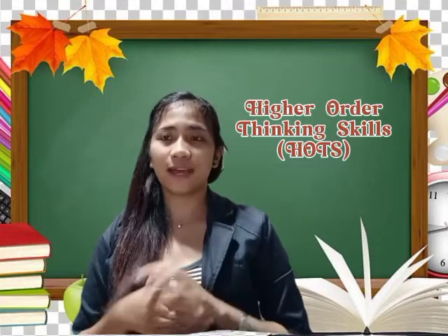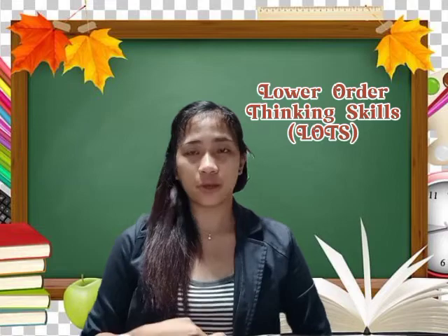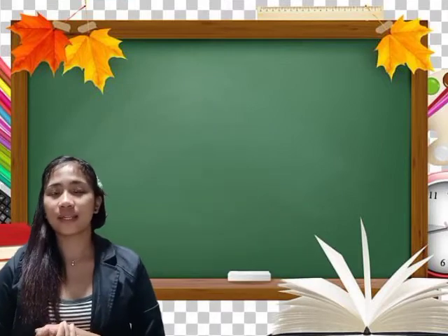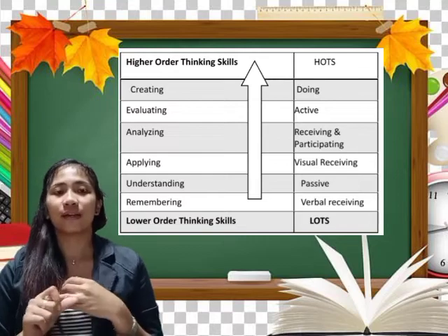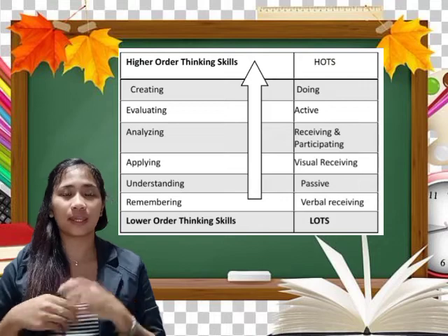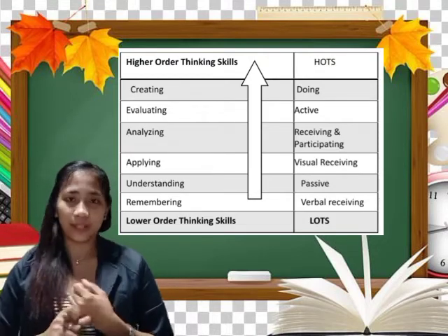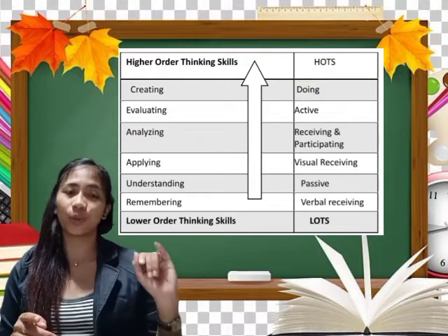In writing objectives or intended learning outcomes, it is always recommended that more of the higher order thinking skills or HOTS should be developed and less of the low-level thinking skills or LOTS for learners. The low-level categories will develop LOTS and thinking skills progress as the categories move higher. Higher order thinking skills or the so-called HOTS include creating, evaluating, analyzing, applying, understanding, and remembering. The lower order thinking skills or the so-called LOTS include verbal receiving, passive, visual receiving, receiving and participating, active, and doing. These are the equivalent skills from LOTS to HOTS. In LOTS, it is verbal receiving, while in higher order thinking skills, it is equivalent to remembering.